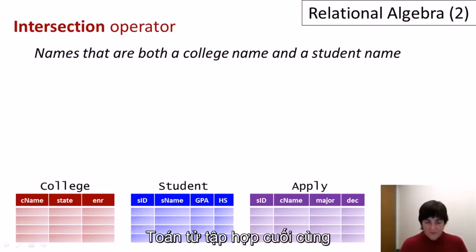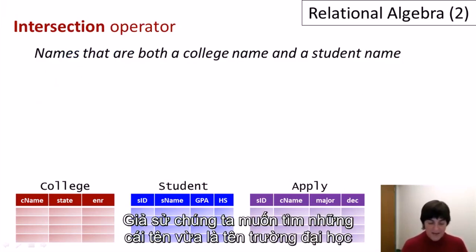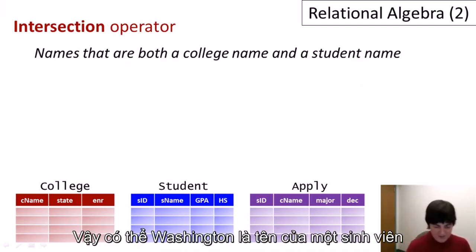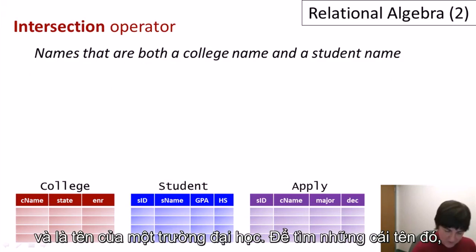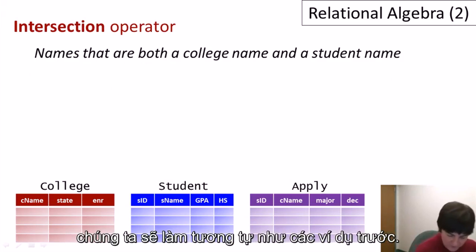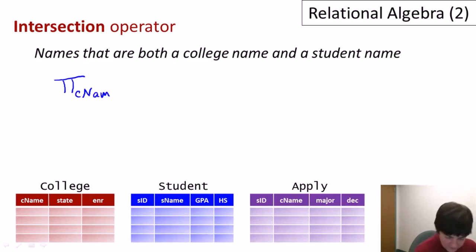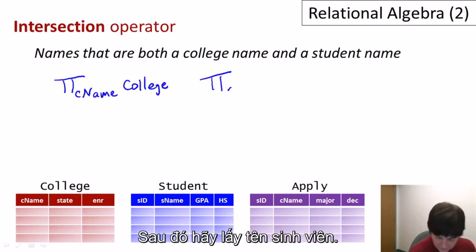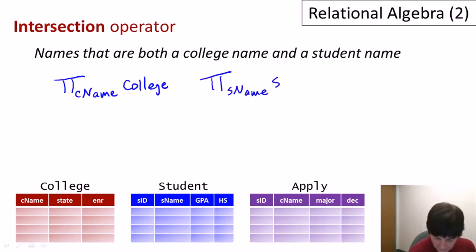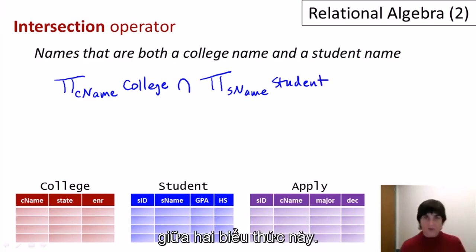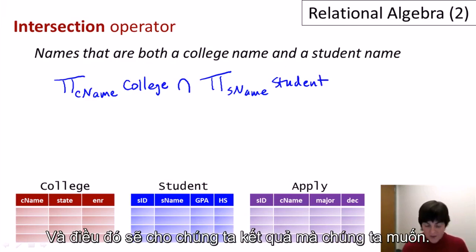The last of the three set operators is the intersection operator. So let's suppose we want to find names that are both a college name and a student name. So perhaps Washington is the name of a student and a college. To find those, we're going to do something similar to what we've done in the previous examples. Let's start by getting the college names. Then let's get the student names. And then what we're going to do is just perform an intersection of those two expressions, and that will give us the result that we want.